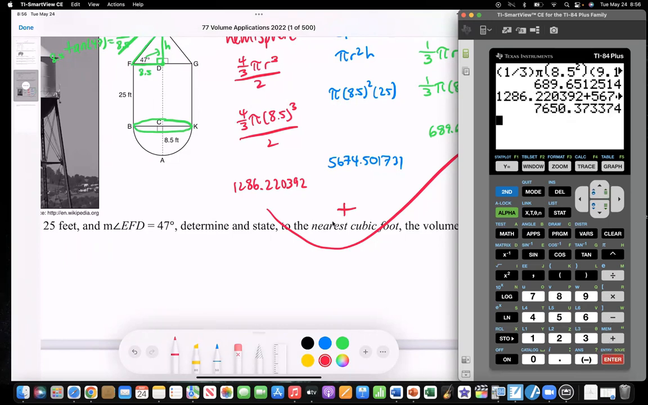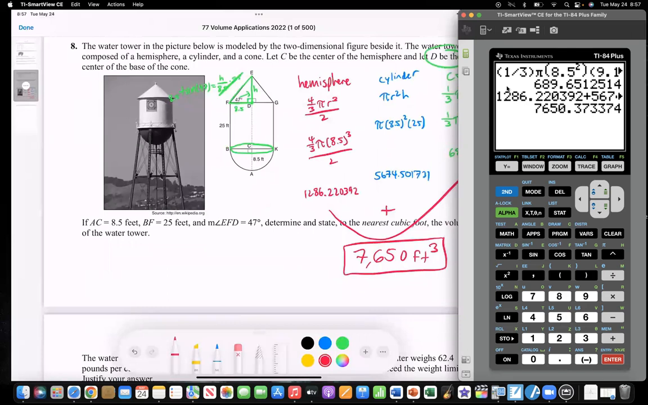And if I look, it tells me to round to the nearest cubic foot. So it doesn't want a decimal, it wants the nearest cubic foot. So that 0.3 isn't big enough to round up. So it looks like 7650 is going to be my final answer. So 7,650 cubic feet will be my final answer.